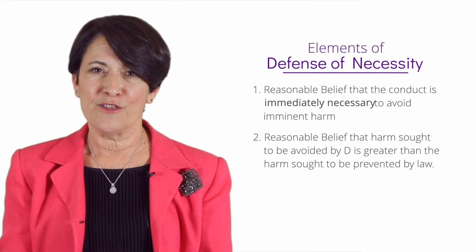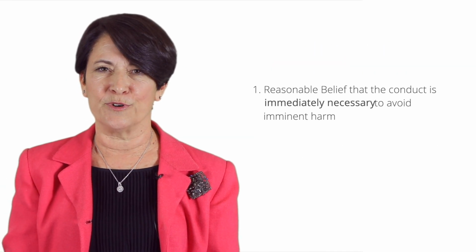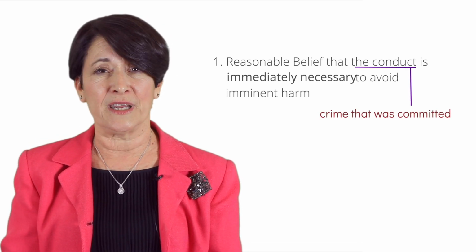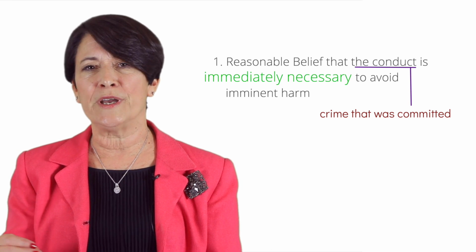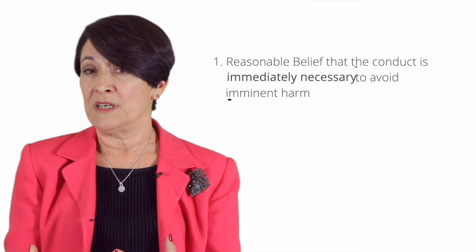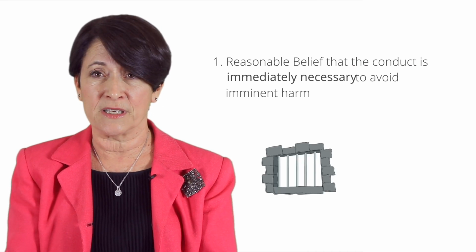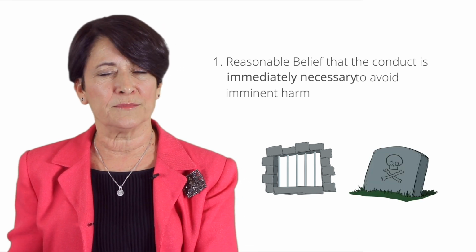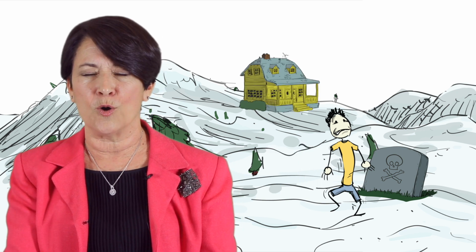So let's begin. The first element that the defendant has to prove is that he has a reasonable belief that his conduct, or the crime he's committing, is immediately necessary to avoid imminent harm. What that means is he's looking at the crime he's going to commit and saying, I've got to do this because I'm trying to avoid some imminent harm. If we were to apply it to our snowstorm, we would say that the driver is going to suggest he's got a reasonable belief that the crime of criminal trespass into that home was immediately necessary so that he could avoid the imminent harm of freezing to death.